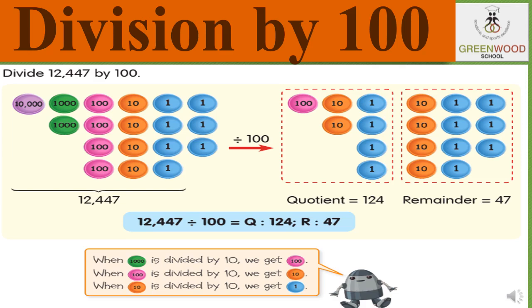So we can say that when 12,447 is divided by 100, we get quotient as 124 and remainder as 47. When 1000 is divided by 10, we get 100. When 100 is divided by 10, we get 10. And when 10 is divided by 10, we get 1. That means the number of zeros gets cancelled.